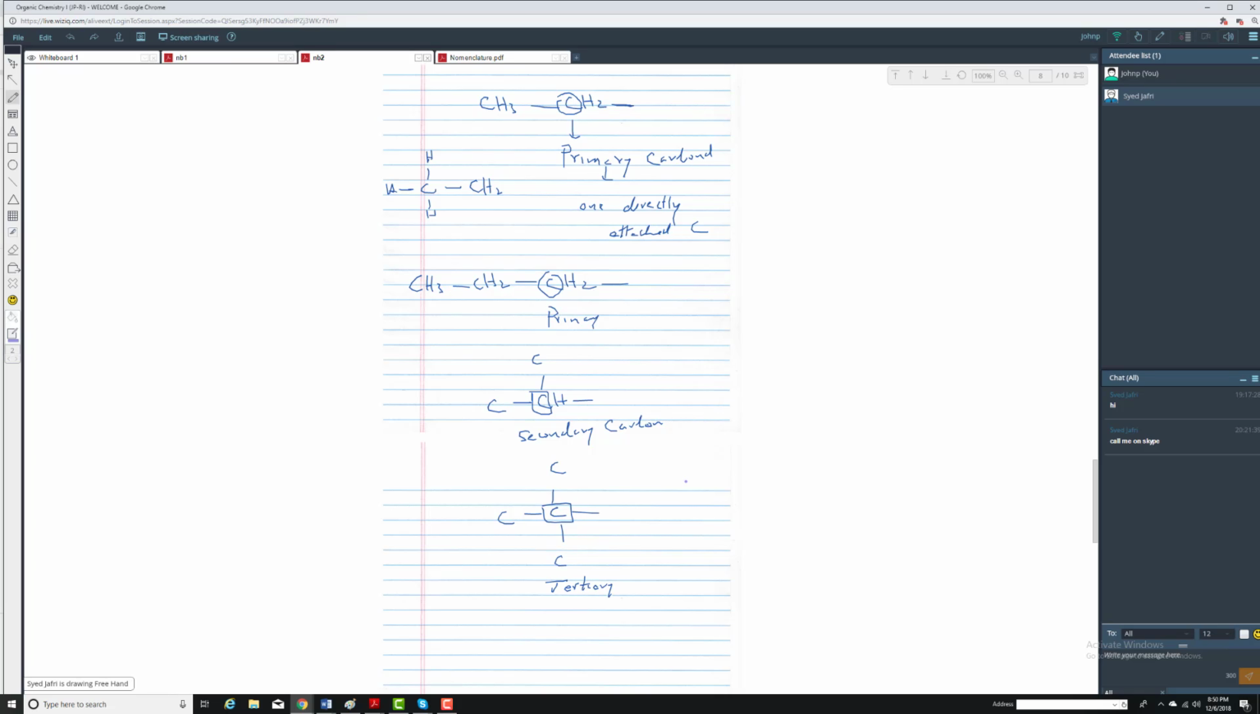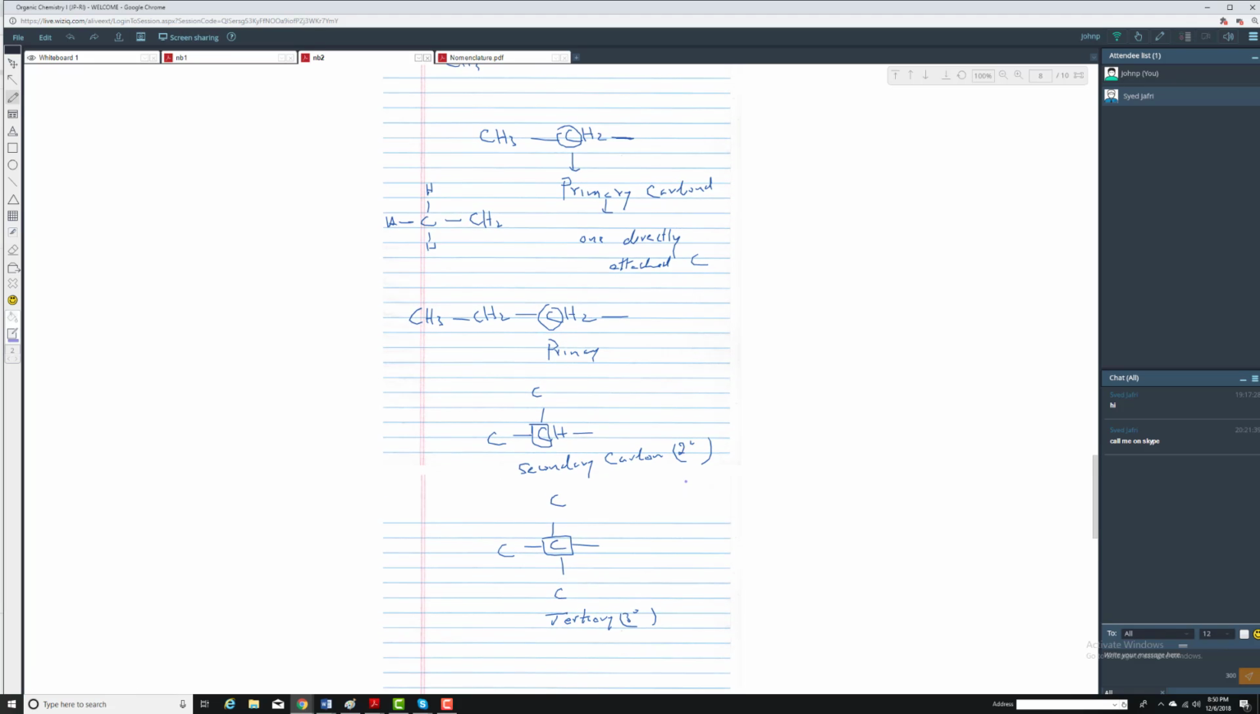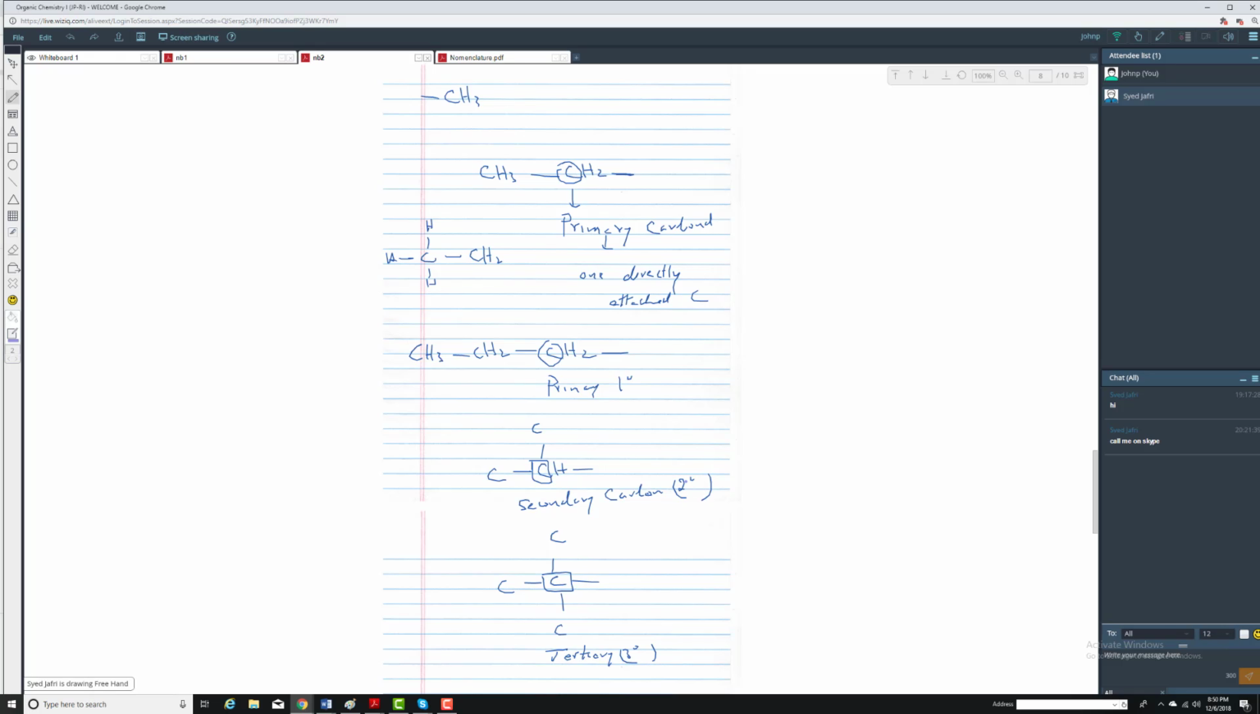Now one more thing. Tertiary we write as 3 degree. Secondary we also write as 2 degree. 2 degree means secondary. And primary we write as 1 degree. Primary we write what? 1 degree. Same meaning.